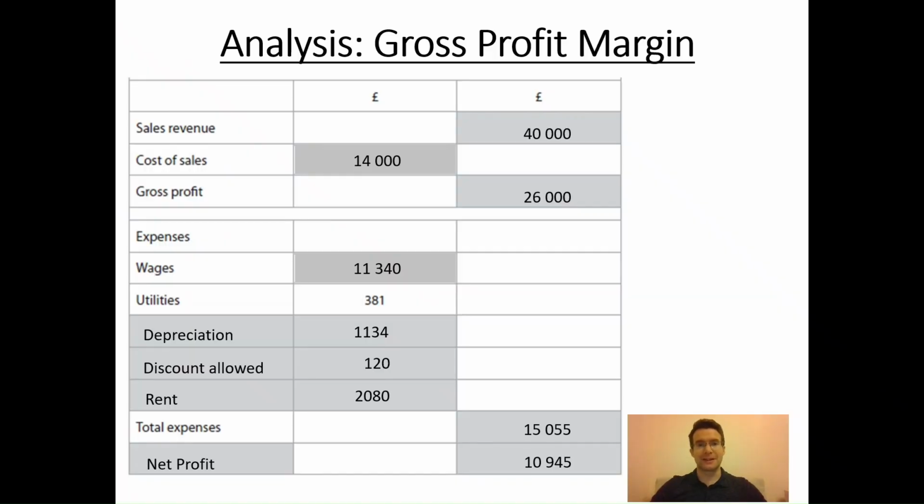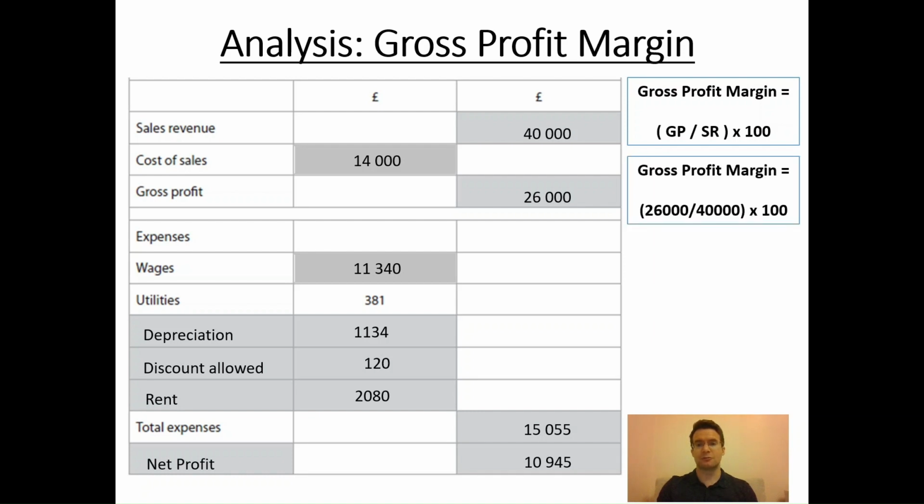So now that we know what a statement of comprehensive income is, we know how to complete and amend them, we even know how to remember the order of them, then we need to know how to analyse them. The first method of doing this is through the use of a ratio, gross profit margin. The calculation for gross profit margin is as follows. Gross profit margin is gross profit divided by sales revenue times by 100. So taking the figures we've just worked with in the second exam question, we do the gross profit of 26,000 divided by the sales revenue of 40,000 times by 100, which of course would be 65%.